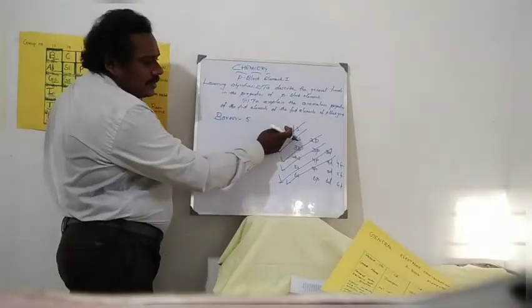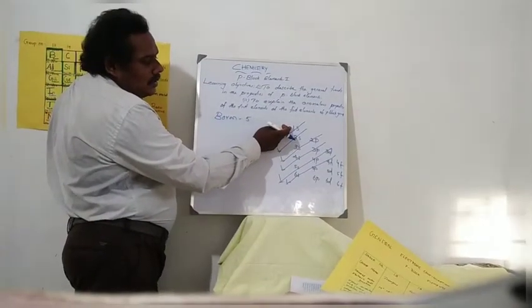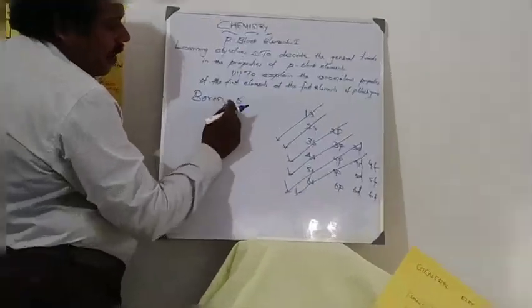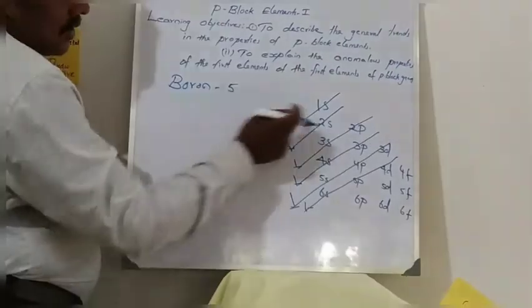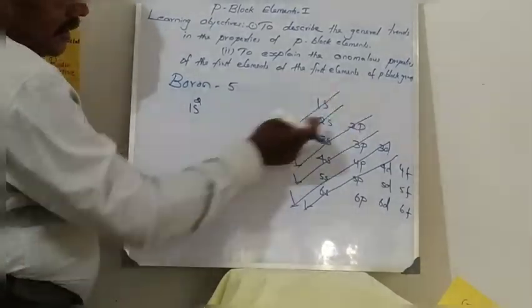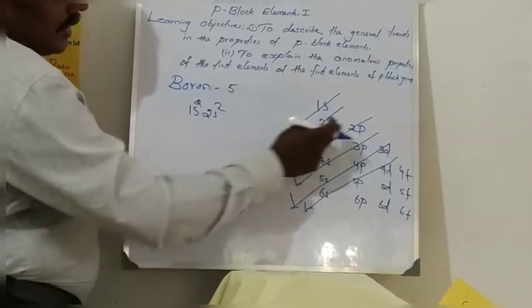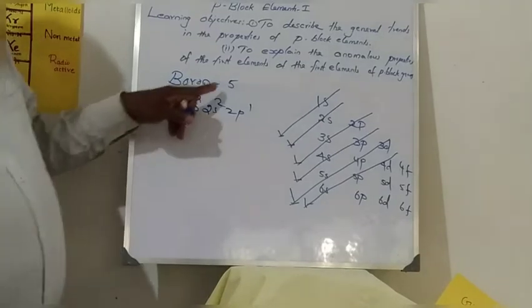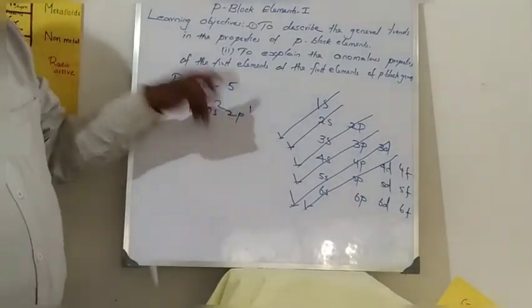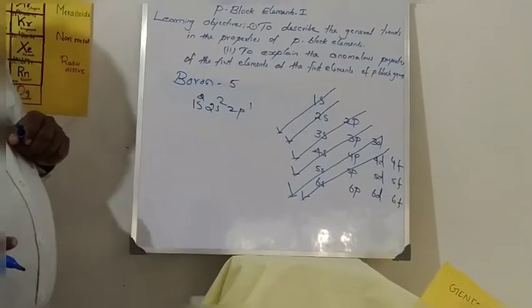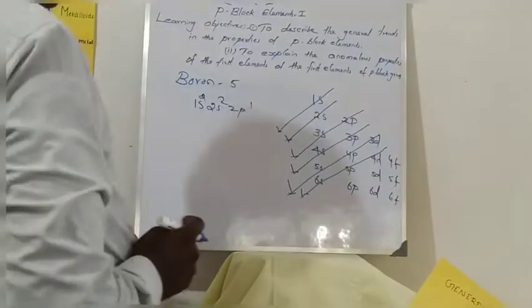We start with 1s. Already I told you, each S can be filled with 2 electrons. Boron has atomic number 5. First start with 1s, which can accommodate 2 electrons: 1s2. Then finish the second one, 2s2. The next one starts here, 2p1. So the atomic number is 5: 2 plus 2 is 4, 4 plus 1 is 5. This is the electronic configuration of boron. The next one, carbon.